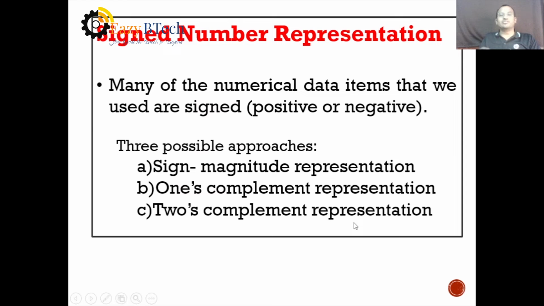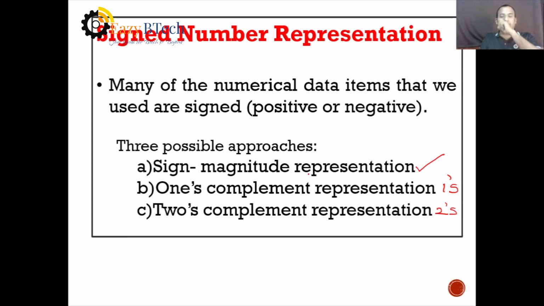Next we will see signed number representation. Whatever data we see in our day-to-day life is signed, so signed number representation is important. There are three possible approaches to represent a signed number. One is the signed magnitude representation, the other one is the ones complement representation, and the third one is the twos complement representation. These are the three ways we can represent a signed number.